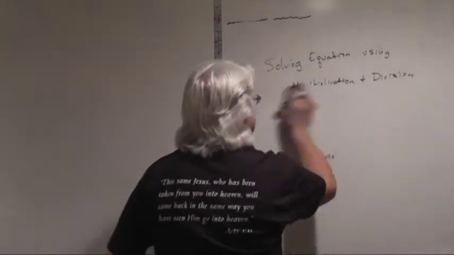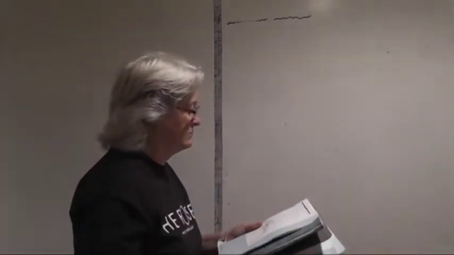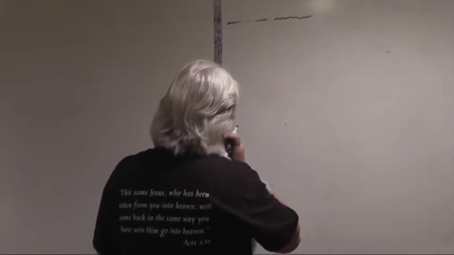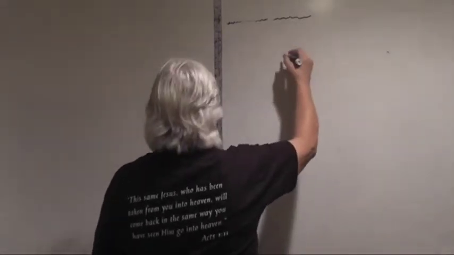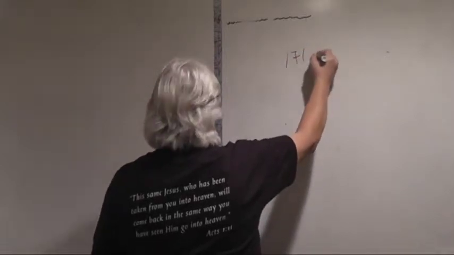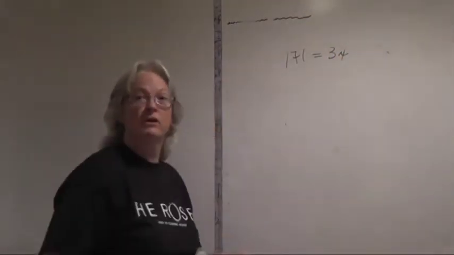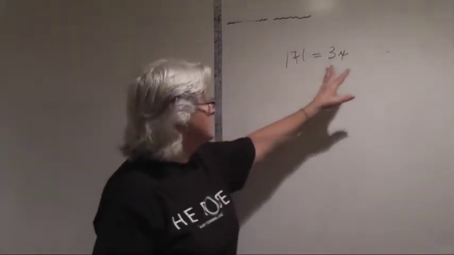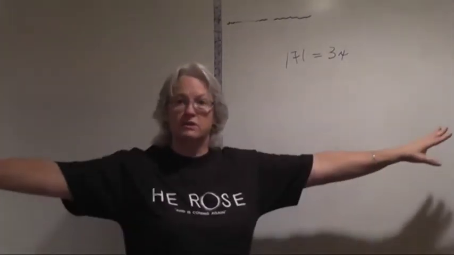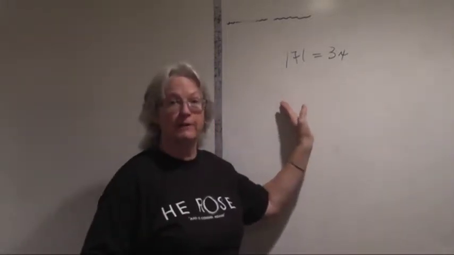Let me erase this. Let me do another one here. Let's solve this. This is example 2. 171 is equal to 3x. Now you might look at that and say, that's wrong. It's got the variable on the right-hand side of the equation. Doesn't matter. An equation that's in balance, the variable can be on either side.